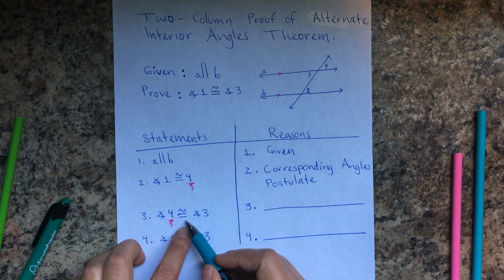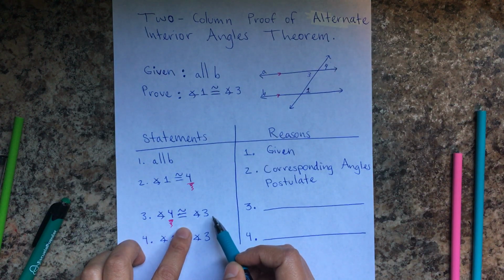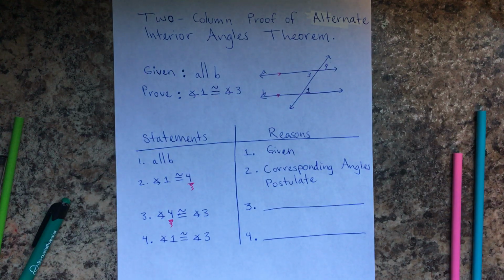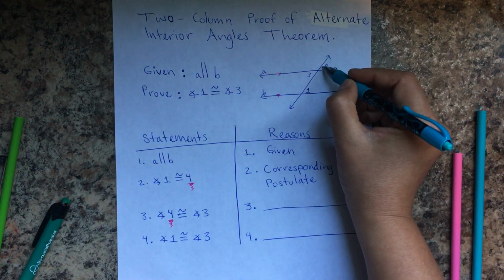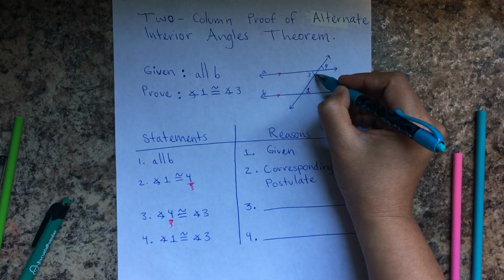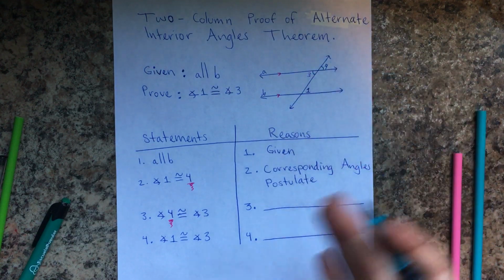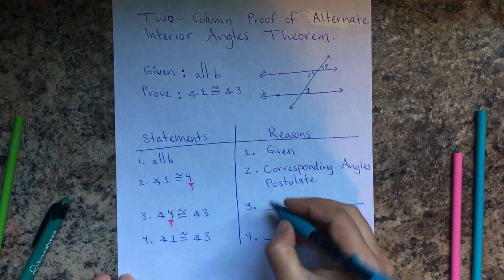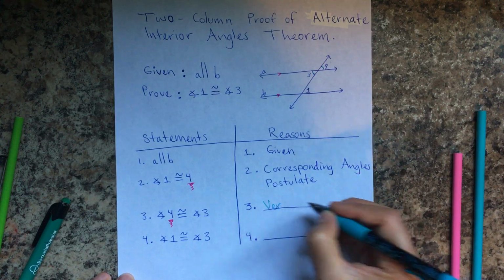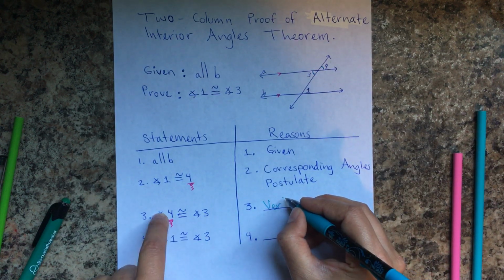Angle 4 is congruent to angle 3. And what is the reasoning here? Angle 4 and angle 3 are vertical angles. We already had the theorem of vertical angles. So because of the vertical angle theorem, that's true.